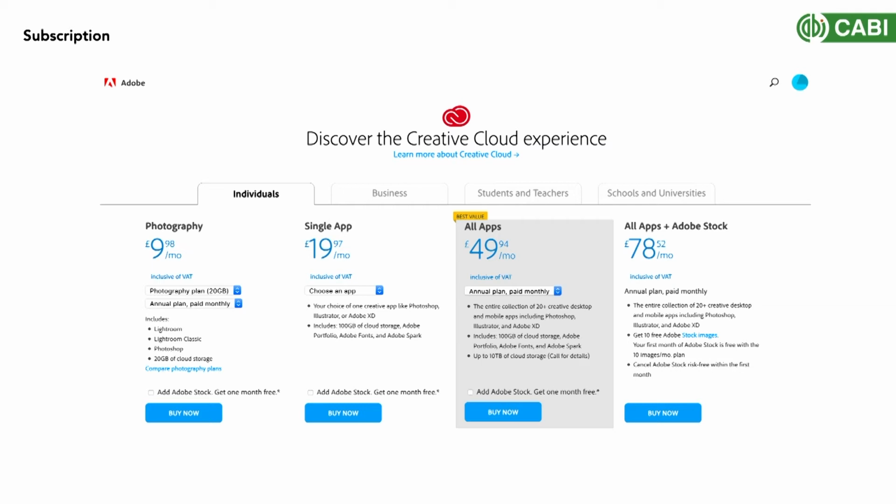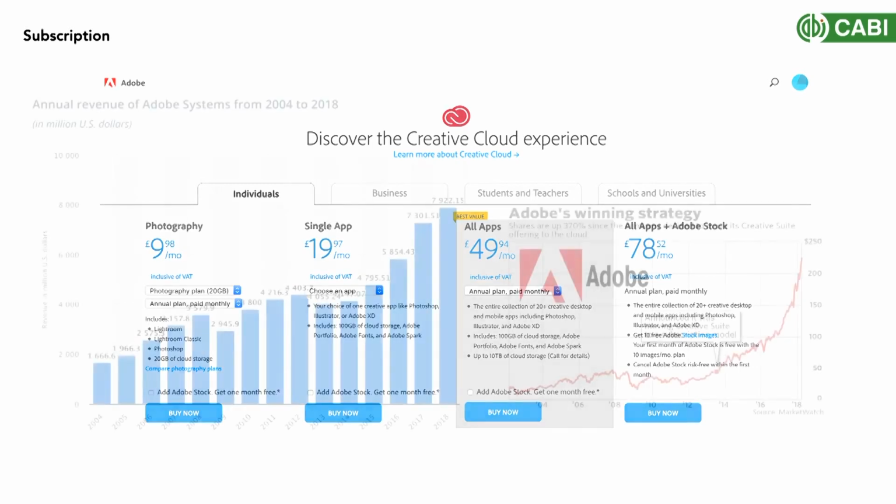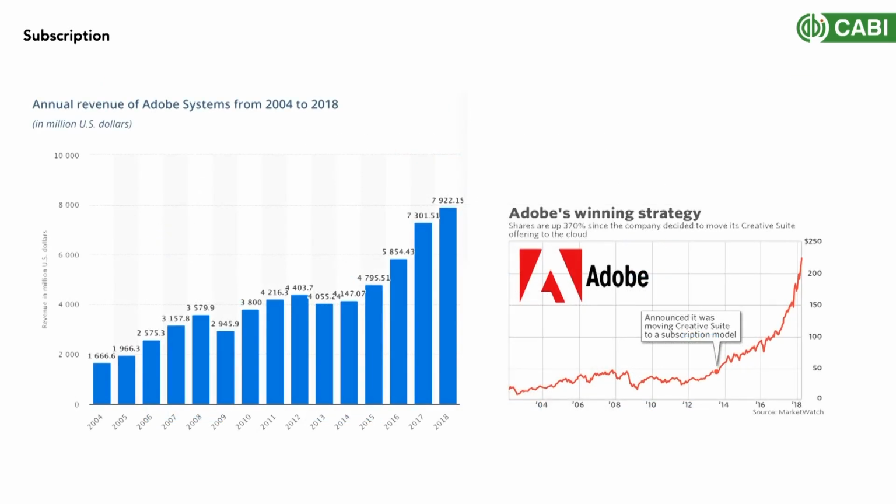It's worth going online and just looking at the way they do that. Just go to adobe.com and see the range of different subscriptions that they have. Now, since they did that, since the switch, Adobe's revenues have grown significantly. If you go online again, look at the share price and the revenue since 2014. And they've gone through the roof.